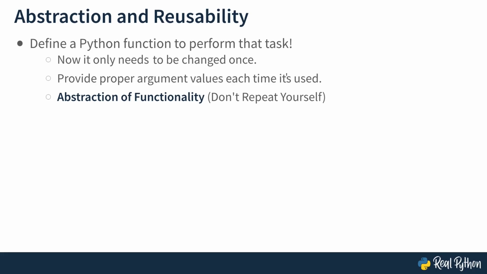The answer is to define a Python function to perform that task. Every time you need to use it, you simply call it. And if you need to make a change to it, you only need to change the function the one time. And then everywhere where that function is used, it will use that new version. Each time you call it, you would provide the argument values needed for each particular call. We refer to this as the abstraction of functionality, the idea of don't repeat yourself.